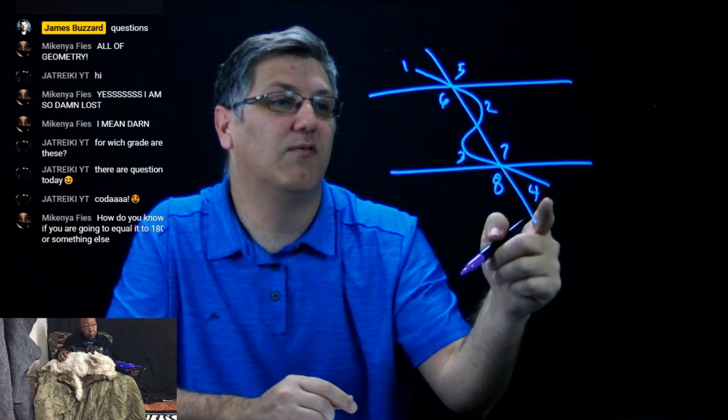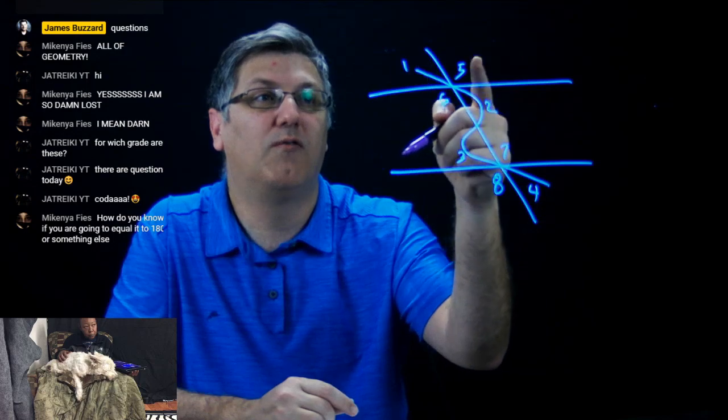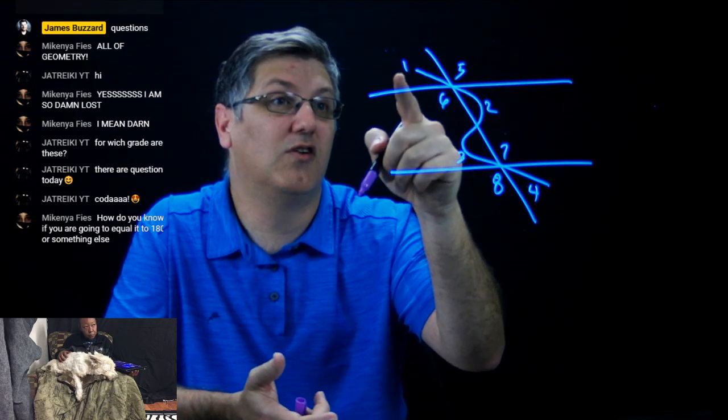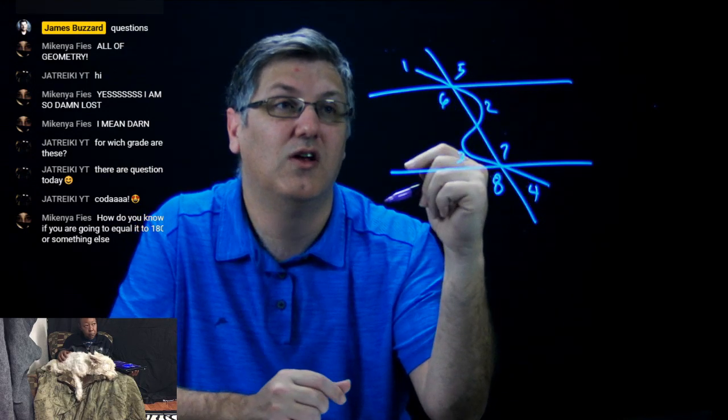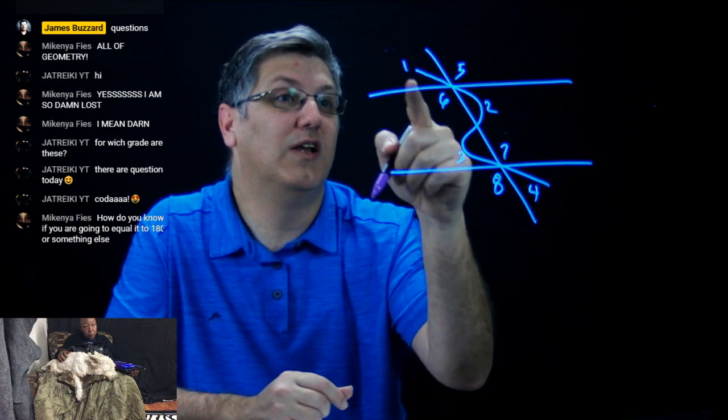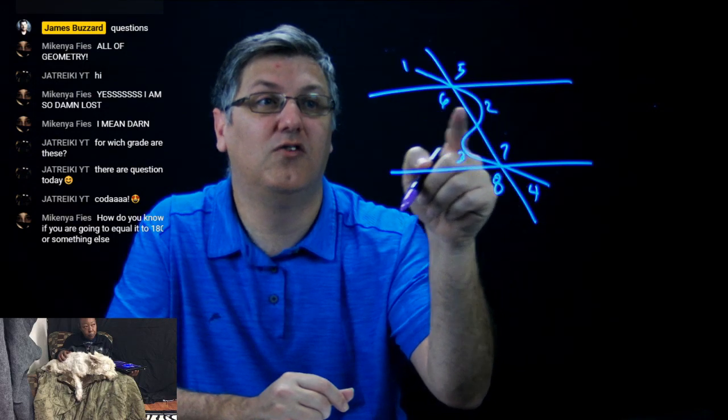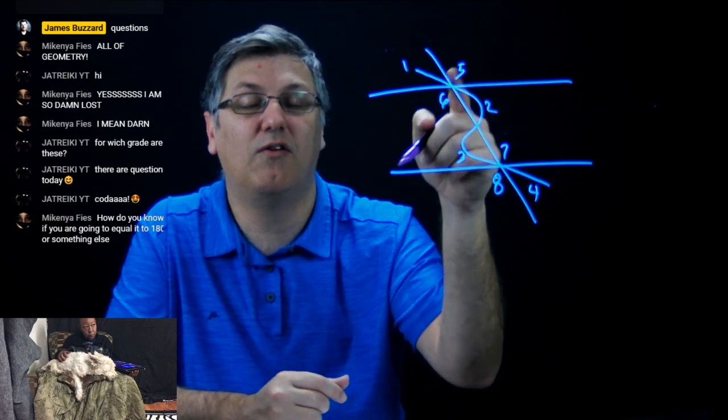1, 2, 3, and 4 would all be equal. 1 and 5 would have to add up to 180, because you can see 1 and 5 are a linear combination, or a linear pair. 1 and 6, same thing, would have to equal 180. 2 and 6 would have to equal 180. 2 and 5 equal 180.